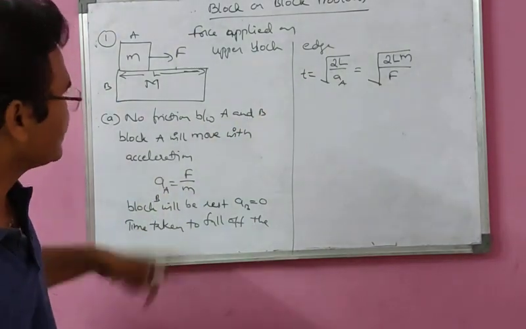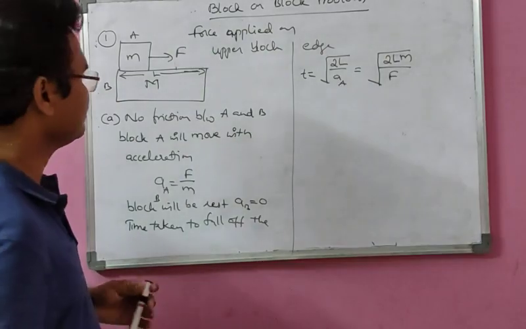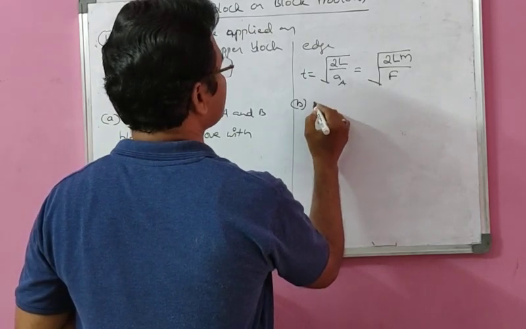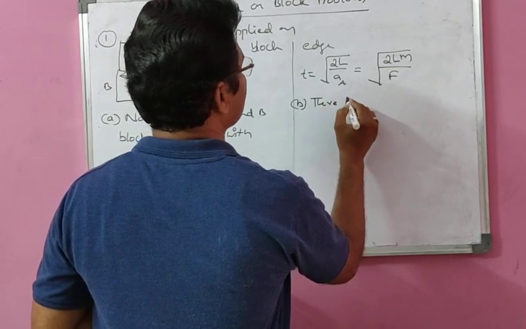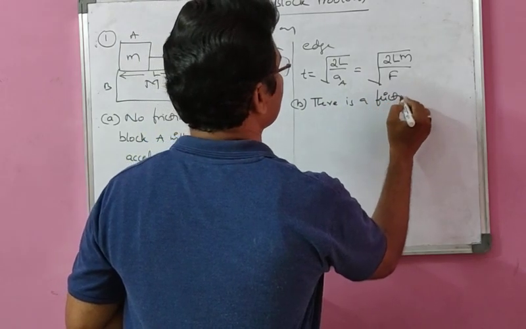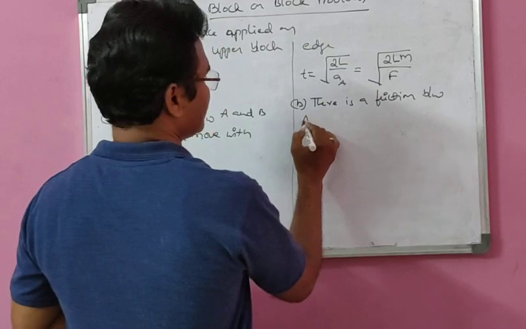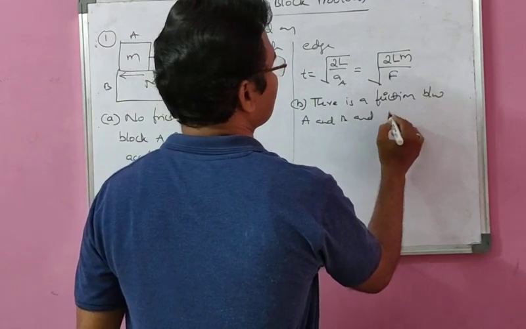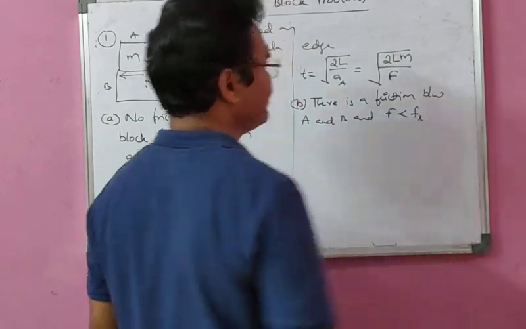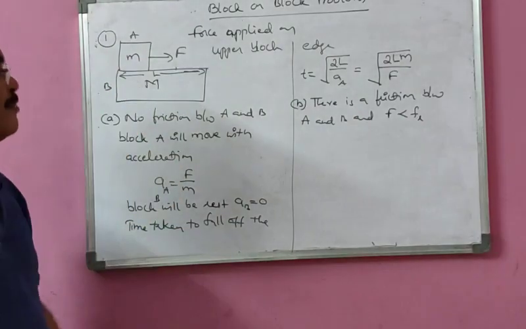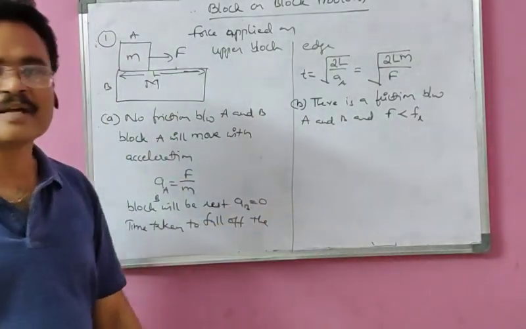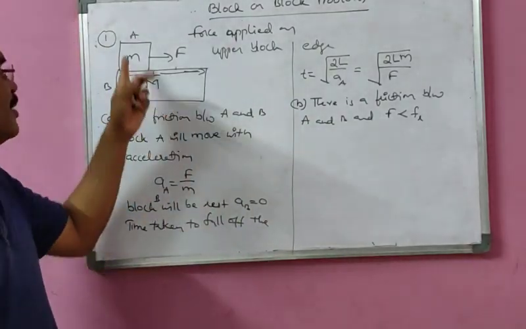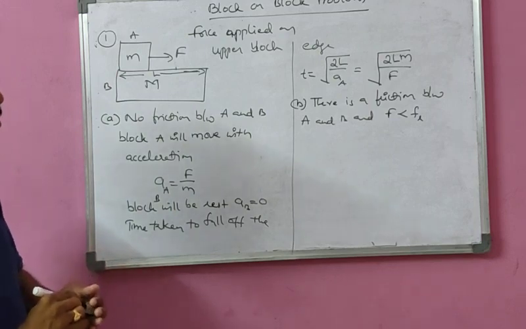Now in the same one, I'm going to take another case. That is case B. There is friction between A and B, and F is less than the limiting friction between m and M. There is friction between A and B, and the applied force is less than the limiting friction between them. So in this case, what happens? This is very important.